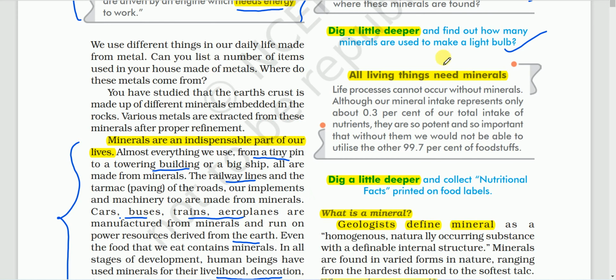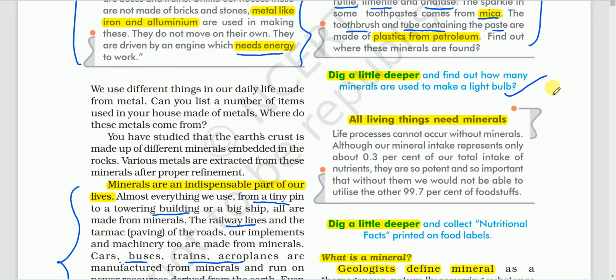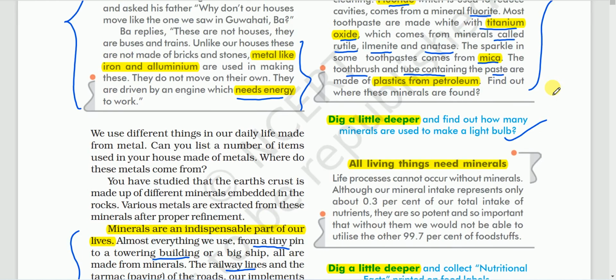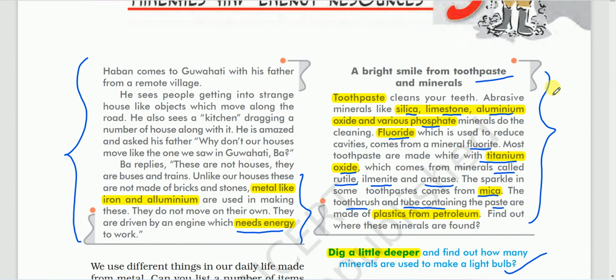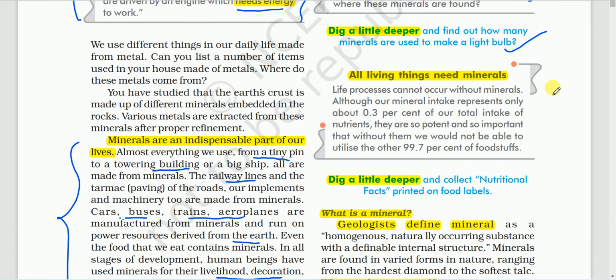So let us continue. Remember, we have been learning about the importance of minerals in our daily life, and we have learned about a case study about making of toothpaste and about making of a light bulb. And next we have here again in the box, all living things need minerals. Human beings, animals, all need minerals to survive. So let us read.